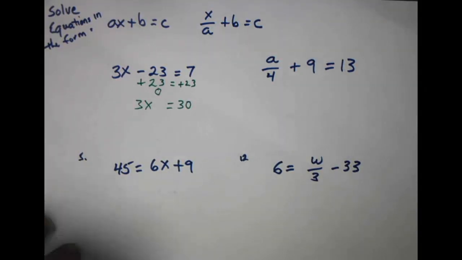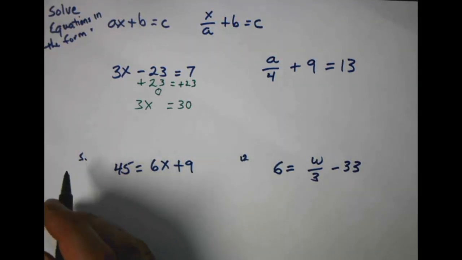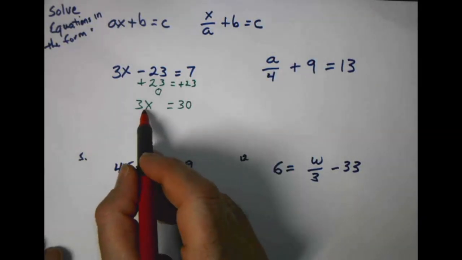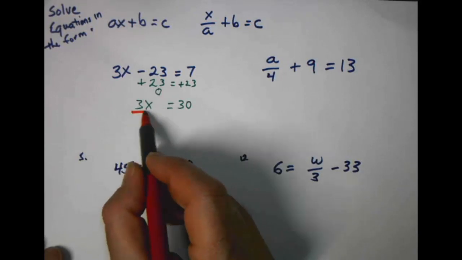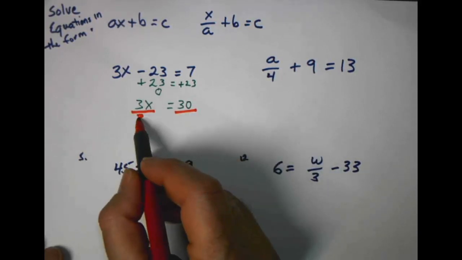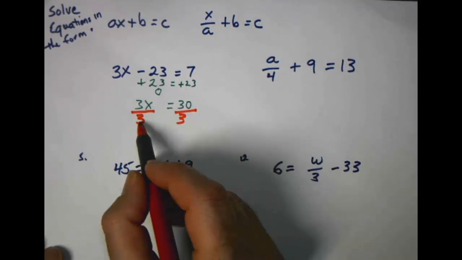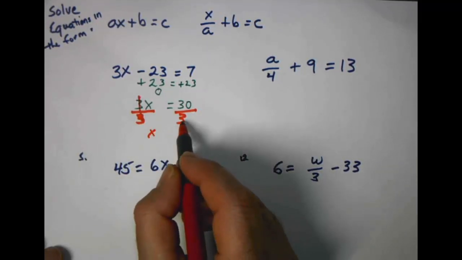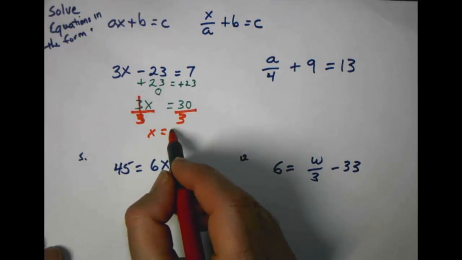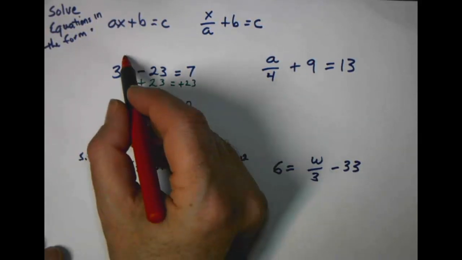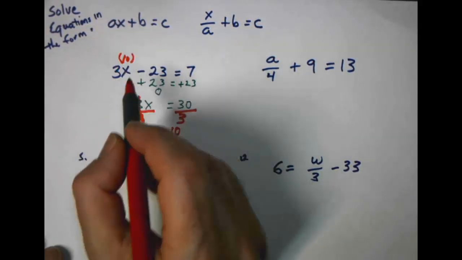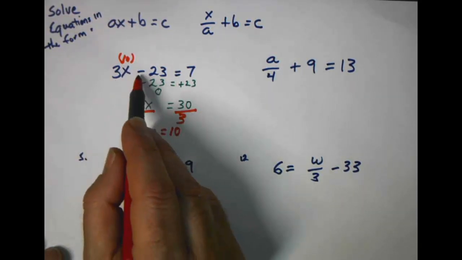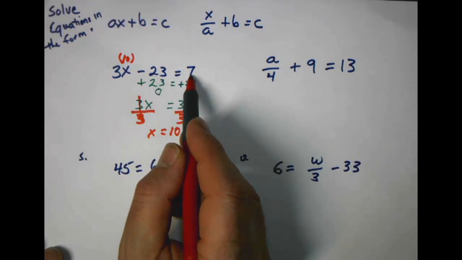Now we need to continue this and solve for x. We have 3 times x is equal to 30, so we divide, remember, by the number in front of the variable. How many 3's in 3? 1. So that cancels out, and 3's in 30 is 10. Again, we should always do a quick check, plugging it back in for the variable. So 3 times 10 would be 30, take away 23 is indeed 7.